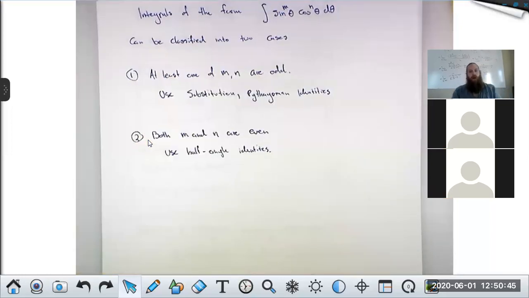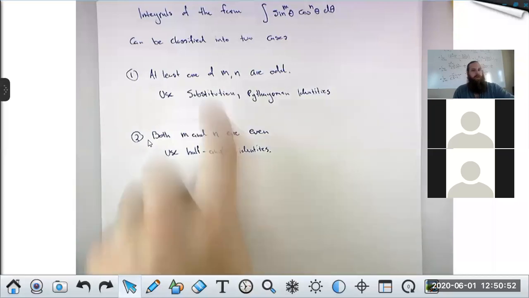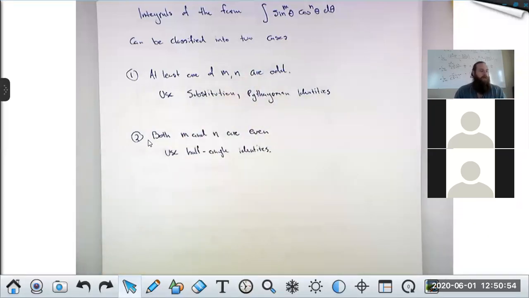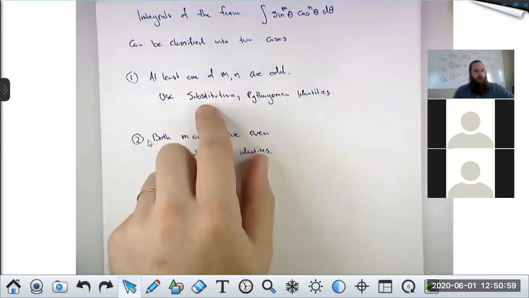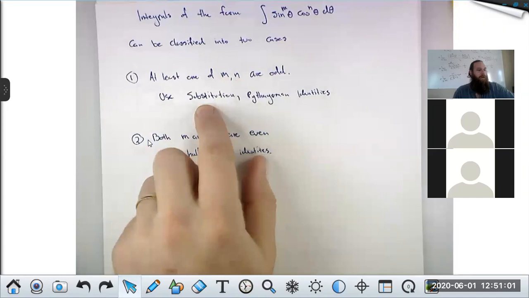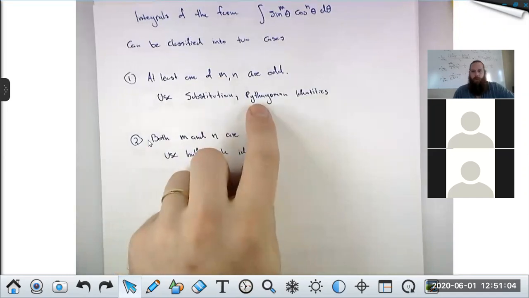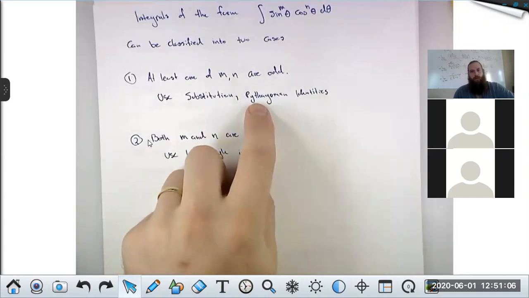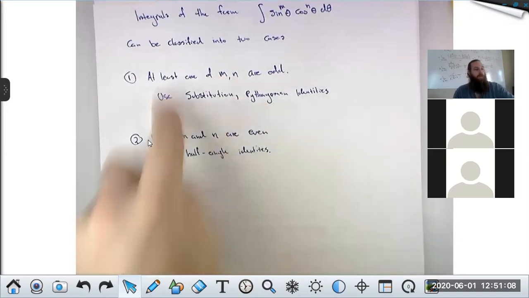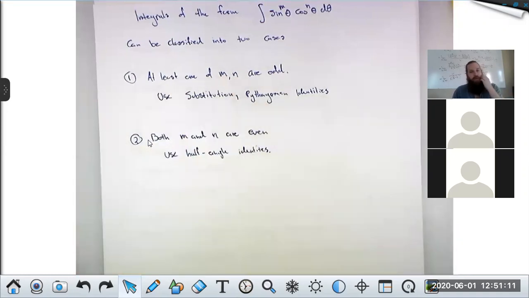This is a very high-level approach. What exactly we're going to do will depend on what m and n are, which one is even, which one is odd. But at a high level, if at least one of the powers is odd, you're going to end up doing a u sub, and you're going to use some Pythagorean identities, like sine squared plus cos squared equals 1. If neither of the powers is odd, that means both are even, and in that case we just beat the thing with half-angle identities until we get to a place where we can perform the antiderivative step.